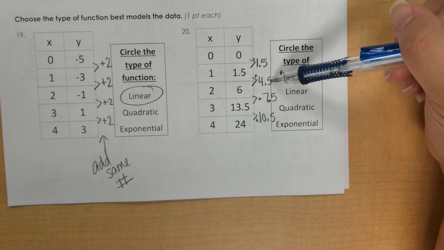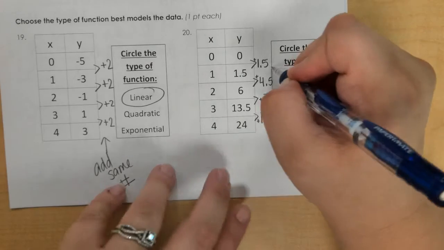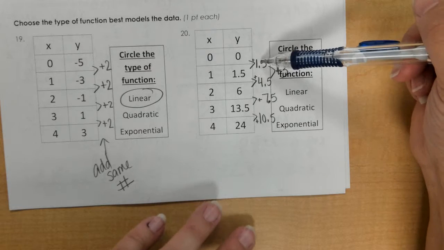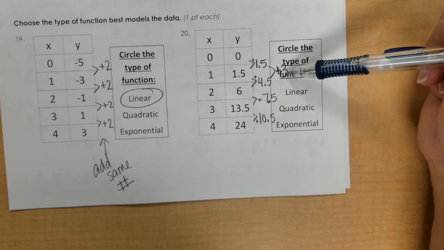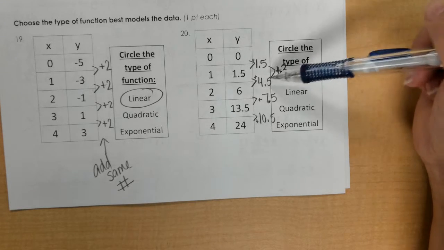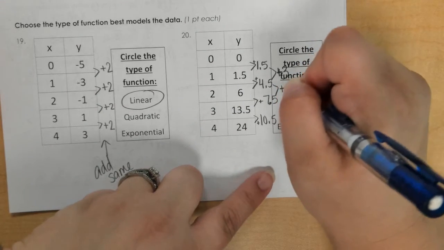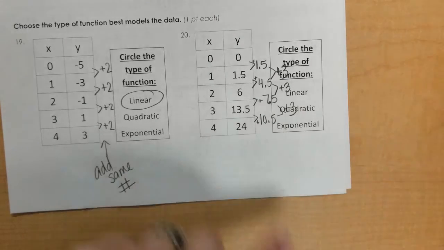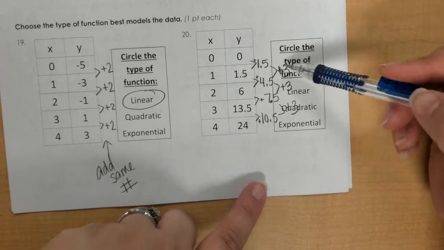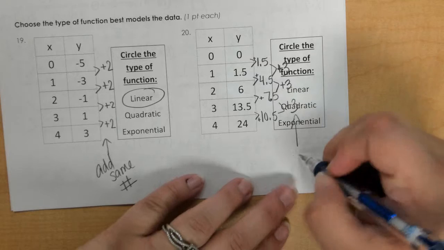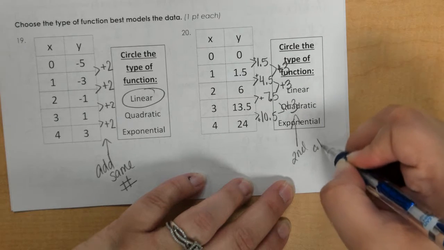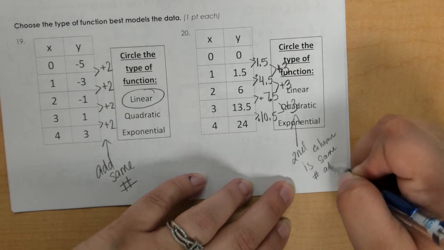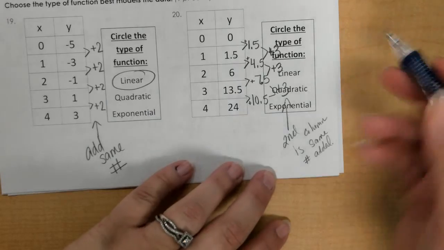So from 1.5 to 4.5, that's an increase of 3. And if I can't figure that out in my head, you take 4.5 minus 1.5 and see what that gives you, which is 3. Then I tried it here, 7.5 minus 4.5. That's an increase of 3. And then 10.5 minus 7.5, that's an increase of 3. Okay? Now, because the second column is same number added, this would be a quadratic.